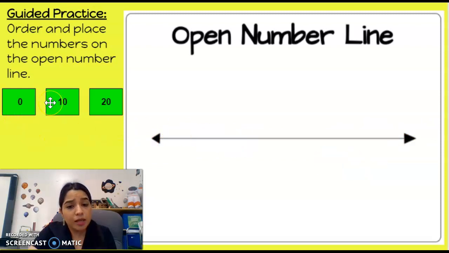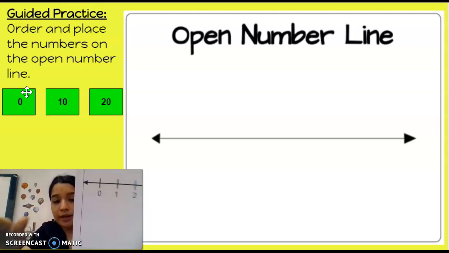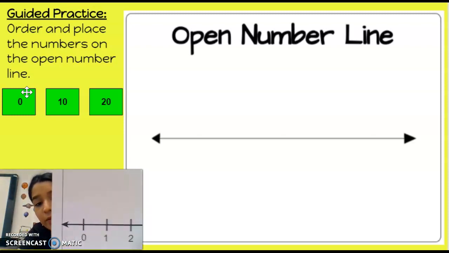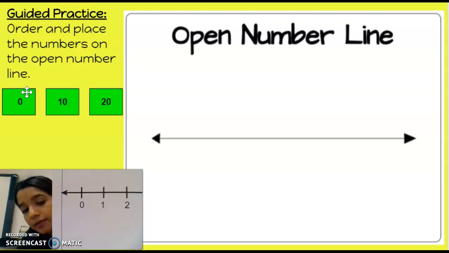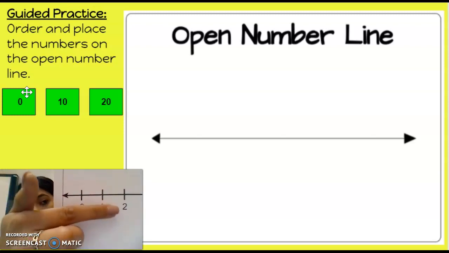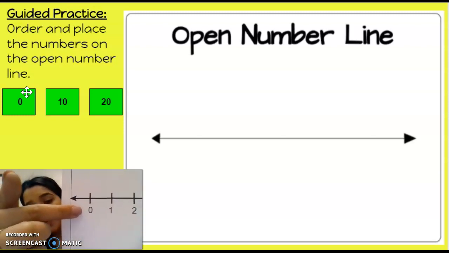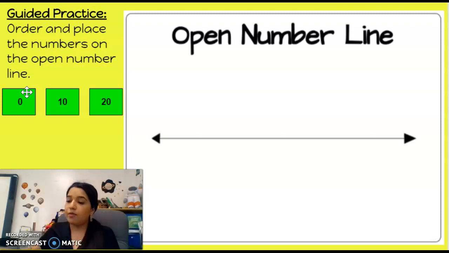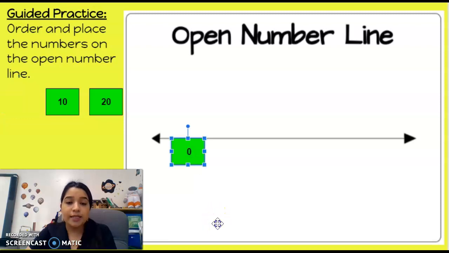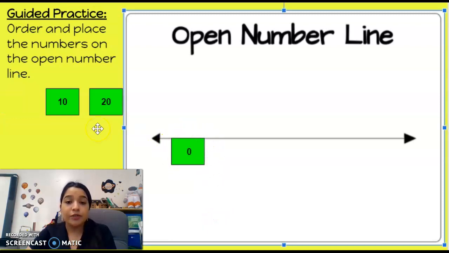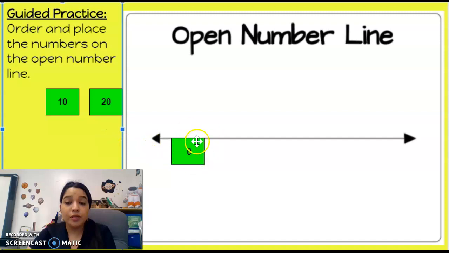What's the smallest number we have? We can refer to our number line right here to see which number it starts off with. What number does it start off with? 0. I'm going to grab my 0 and put it right here because it's the first number on the number line.